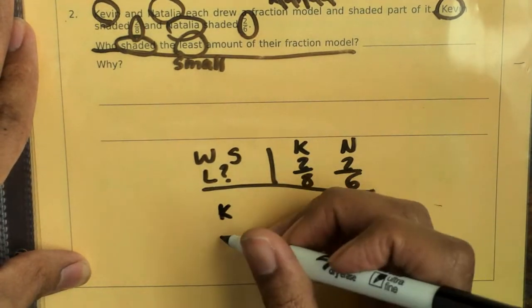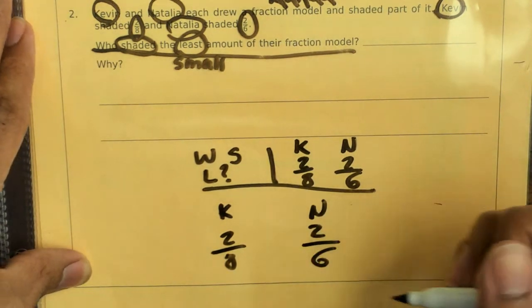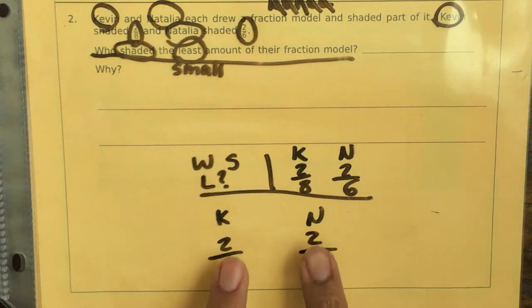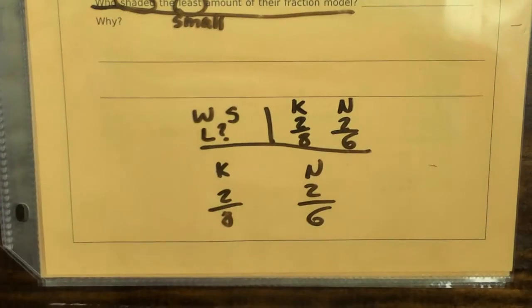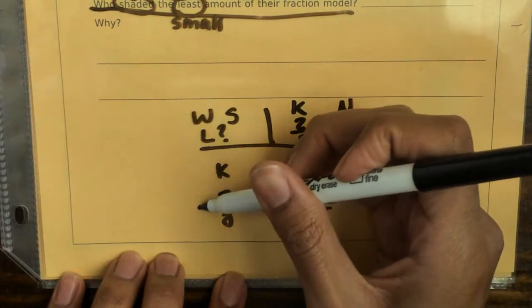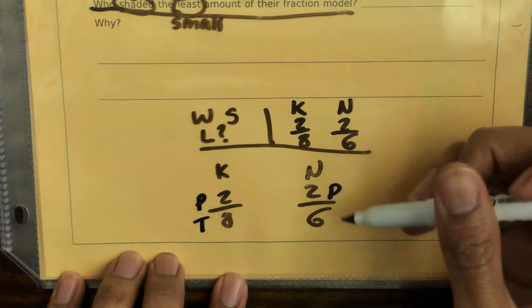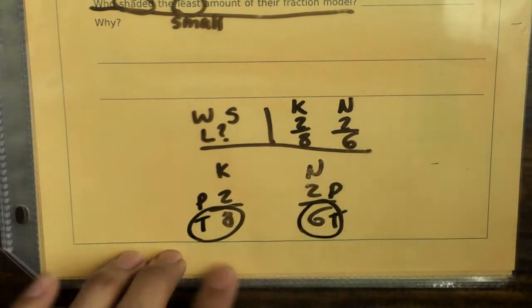So I know that Kevin shaded 2/8 and Natalia shaded 2/6, and I can sing the numerator song to see which numerator is greater. The numerator shows which is greater. Which one is greater, the 2 or the 2? Well, actually both of them are the same, so now I have to focus on my denominator. I know that this is part of my total and that this is part of my total, so Kevin has 8 total parts and Natalia has 6 total parts.